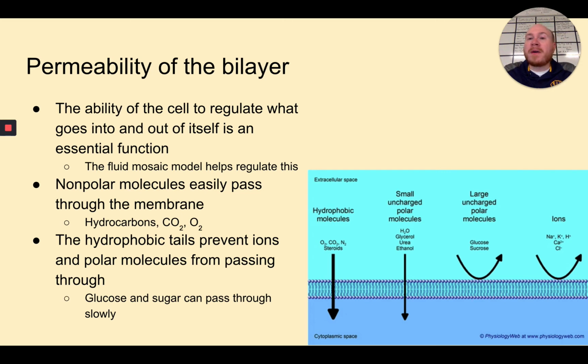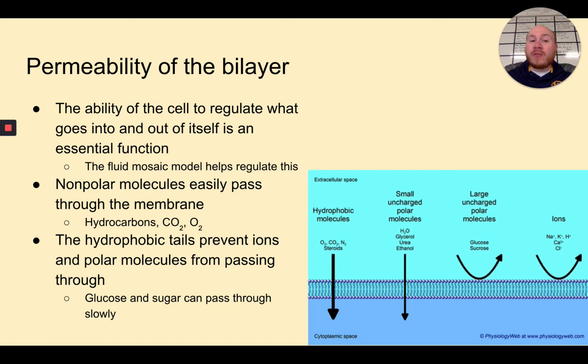So the fluid mosaic model kind of helps regulate all of this stuff. Nonpolar molecules easily pass through the membrane. So things like hydrocarbons, CO2, and oxygen are able to pass through the membrane no problem. Steroids can pass through, nitrogen gas can pass through. Some small uncharged polar molecules also can pass through, but sometimes they need help. So water, glycerol, urea, and ethanol can all pass through the cell membrane, but sometimes they struggle. Water struggles a little bit, which is why we have aquaporins to help them move through.